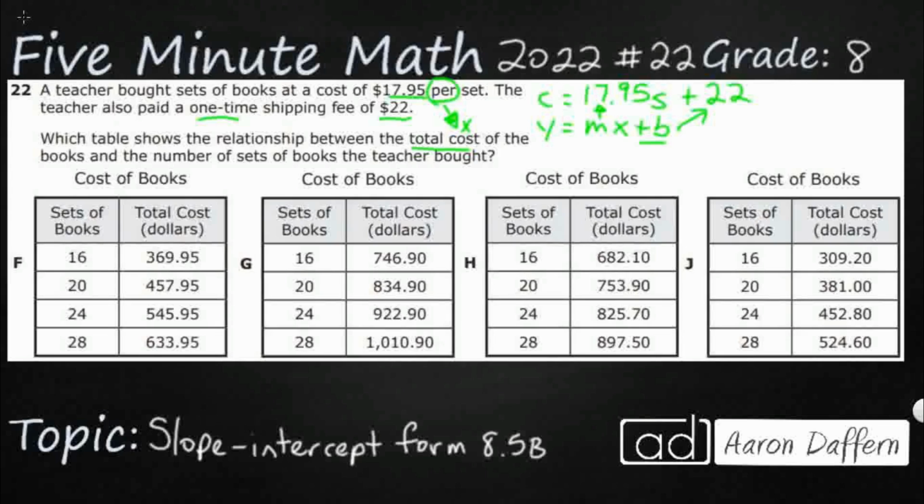All right, so we need to find a table that represents that. Looks like every single table has got the set of books exactly the same, 16, 20, 24, 28. But if we look across, look at our 16s. They're all different. Sometimes they'll have this 16 is exactly the same and you got to go multiple layers down.